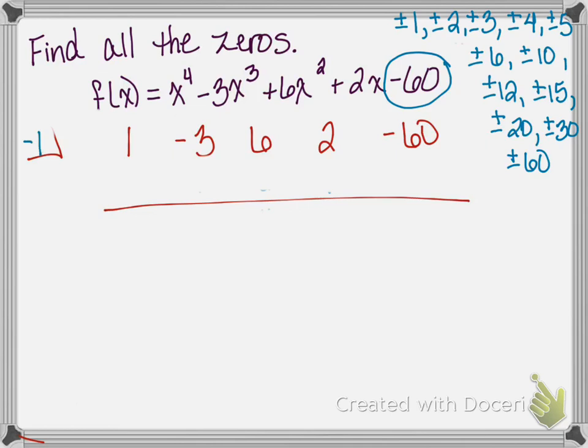Negative 1. Okay. I bring down the 1. Negative 1 times 1 is negative 1. Negative 3 and negative 1 is negative 4. Negative 1 times negative 4 is positive 4.